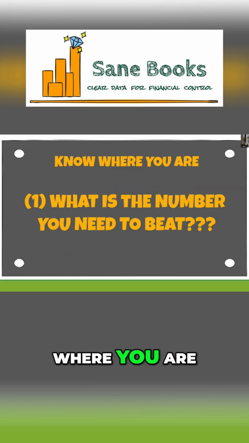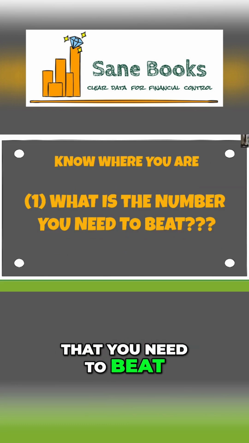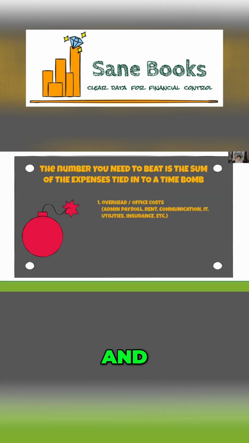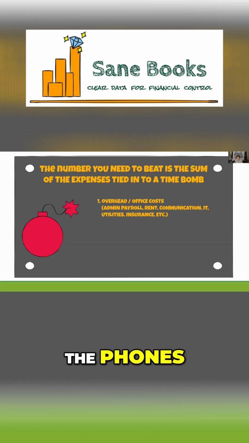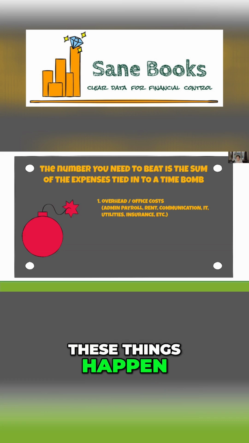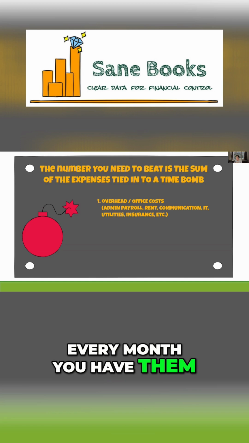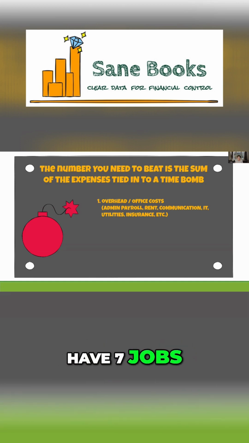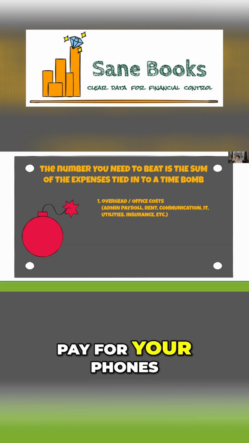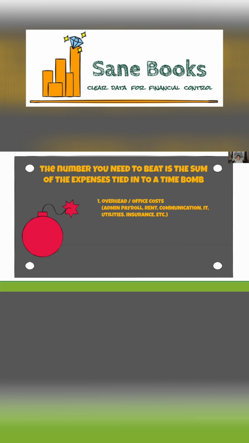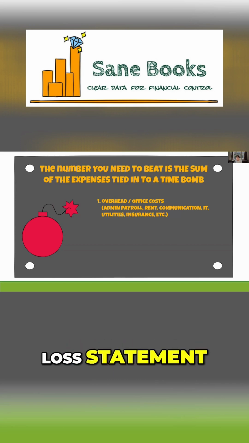In order to know where you are, you need to know what is the number that you need to be. And this one pretty much everybody knows, right? The overhead, the office cost, the insurance, the rent, the phones, the internet. These things happen every month. Every month you have them. You may have 2 jobs and you can have 7 jobs. Doesn't matter. You have to pay them. You have to pay your rent if you have a rent, if you don't work out of your home. You have to pay for your phones and so forth. So that number is tied into a time bomb, and you find that in your profit and loss statement.